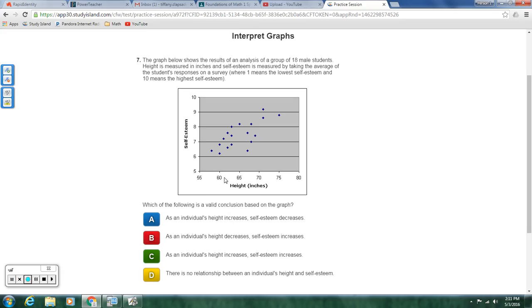Alright, here's another one. The height in inches. Now let's read this one. The graph below shows the result of an analysis of a group of 18 male students. The height is measured in inches, and self-esteem is measured by taking the average of the students' responses on a survey. Now, self-esteem, what does self-esteem mean? How do you feel about yourself? One's the lowest, 10 is the highest. So based on this graph, is that positive, negative, or no correlation?